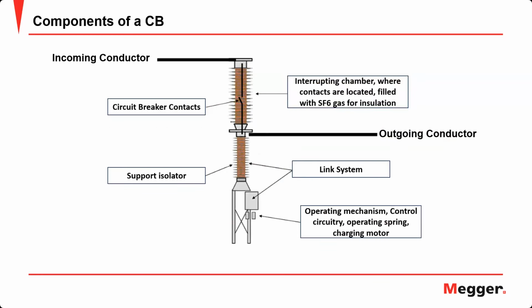Now we'll talk briefly about the components of a circuit breaker. Let me take the pointer. So you will have an incoming conductor and an outgoing conductor, and between them, you will have the interrupter. Inside the interrupter, you have two contacts: one is a moving contact and one is a fixed contact. And you have the mechanism that moves the moving contact using the linkage system. Finally, we have the control mechanism where we have the trip and close coils for controlling the circuit breaker, as well as the charging motor.